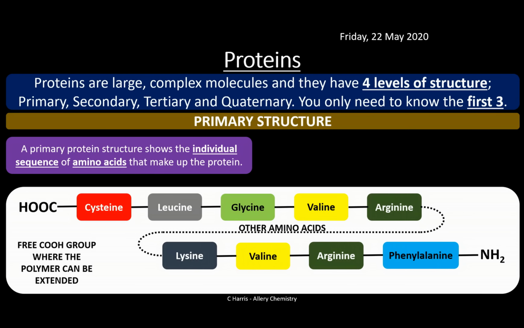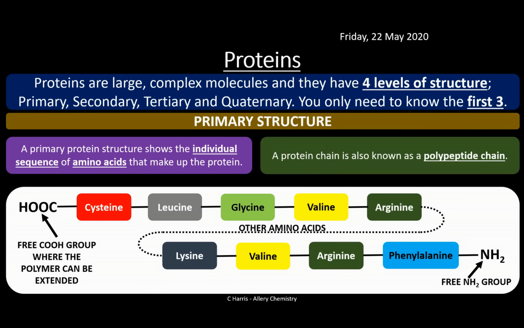Okay, so you've got your different groups on the side, and we have our free carboxyl group, as you can see there. So this is then free to join up with another amino acid, and obviously we have a free amine group as well on the end here, and this is free to join up again further. So this is just showing you the primary structure, which shows you the individual amino acids that make up that protein molecule. So a protein chain is also known as a polypeptide chain, remember. Each of those black lines on there represents a peptide link.